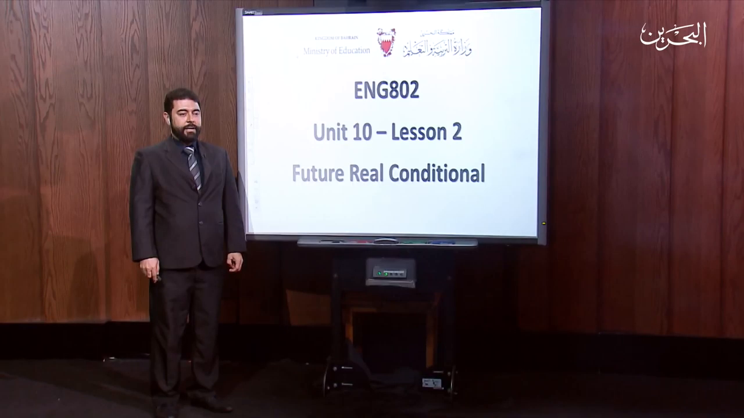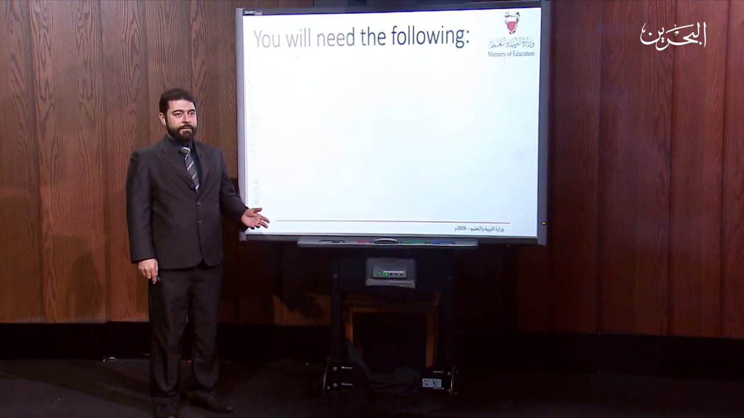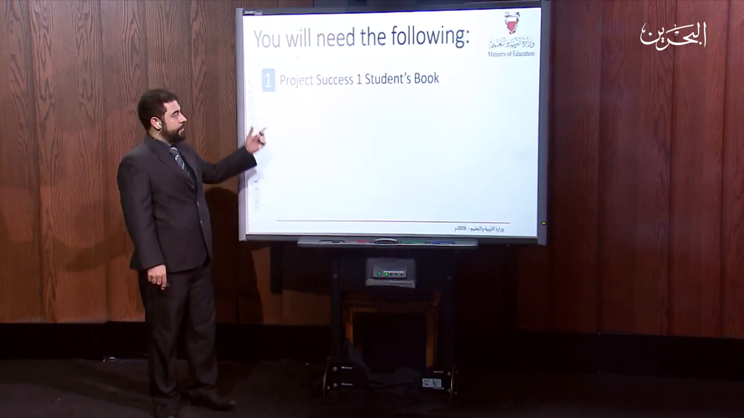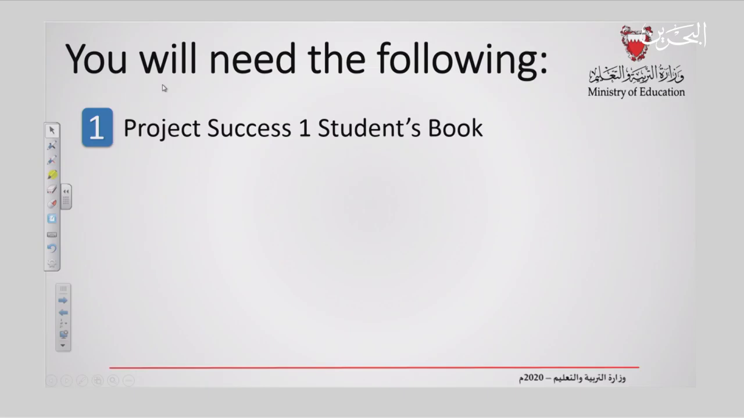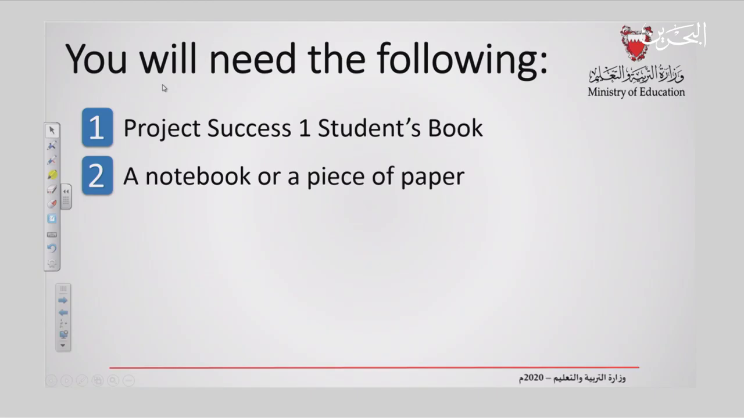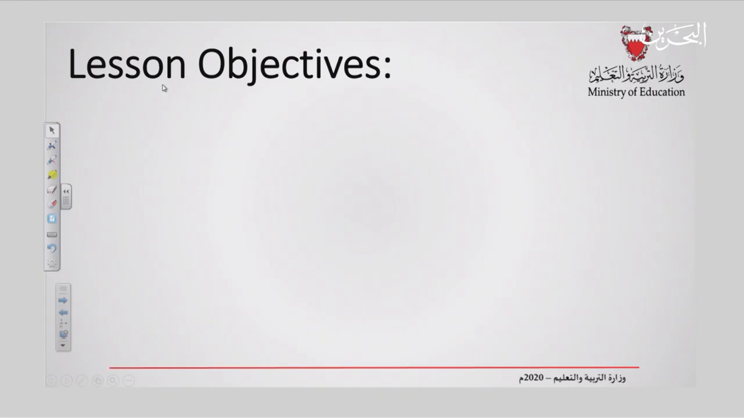This lesson is for English 802 for technical and vocational schools. It's Unit 10, Lesson 2, Future Real Conditional. In order for you to do the lesson well, you need the following. Number one, Project Success 1, Student's Book. You need to have it in your hand. Number two, a notebook or a piece of paper. Three, a pen or a pencil. Four, a dictionary.